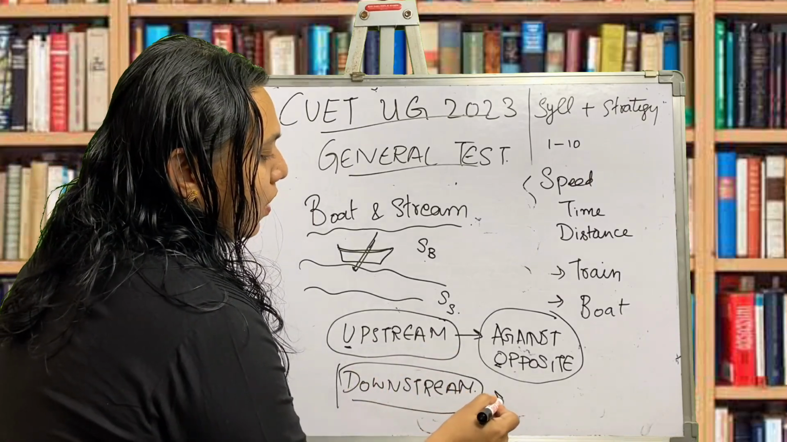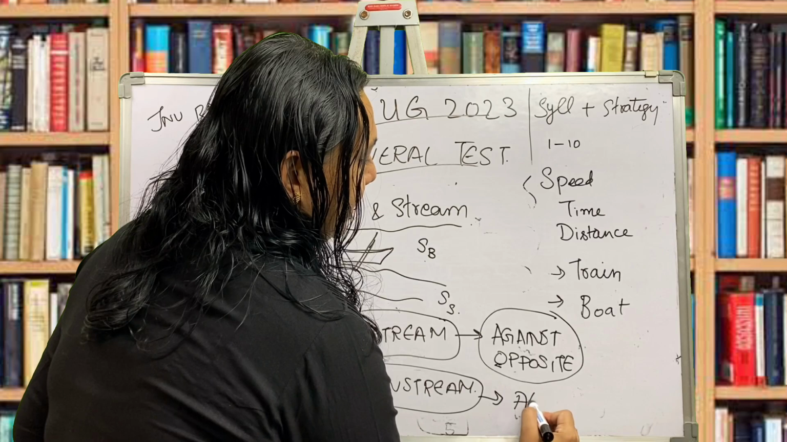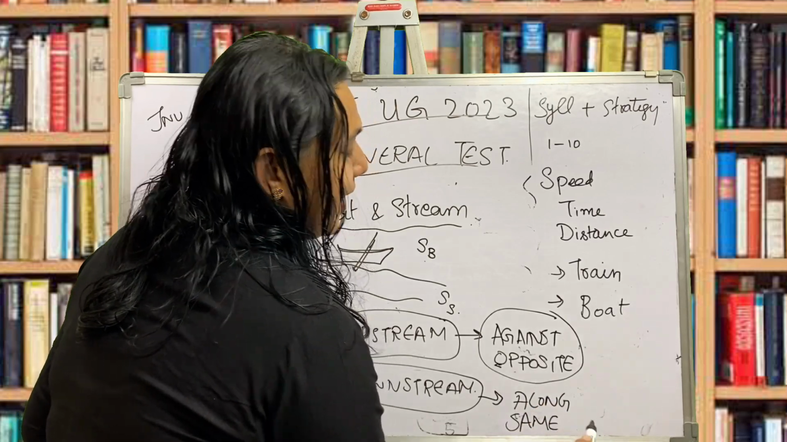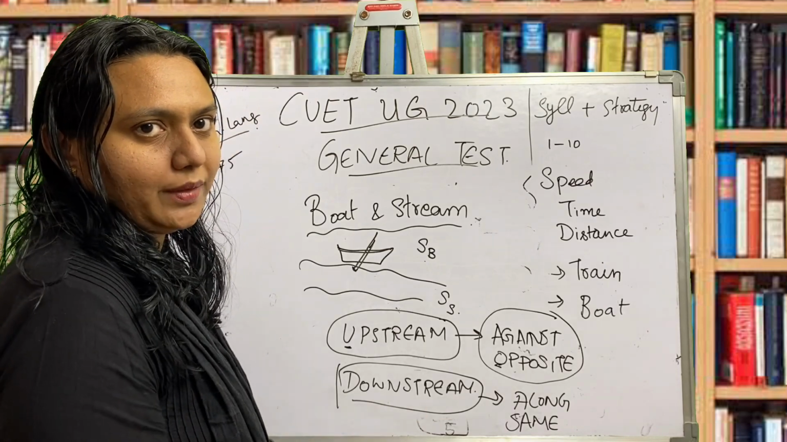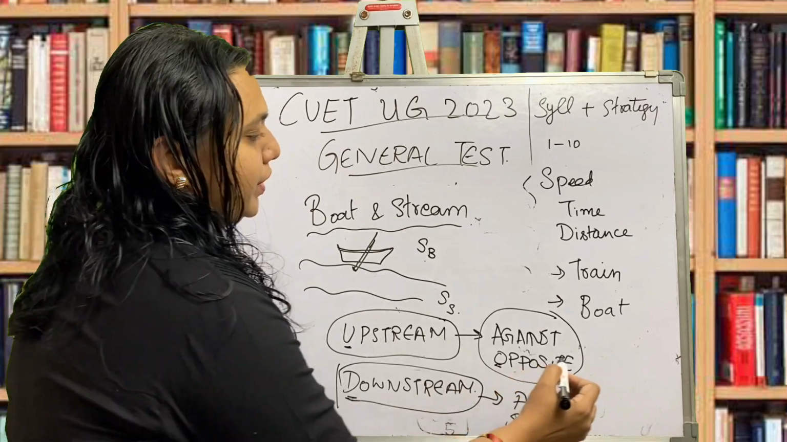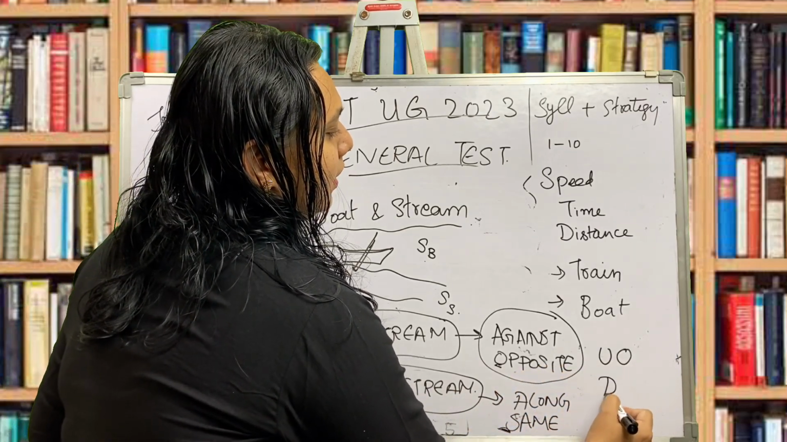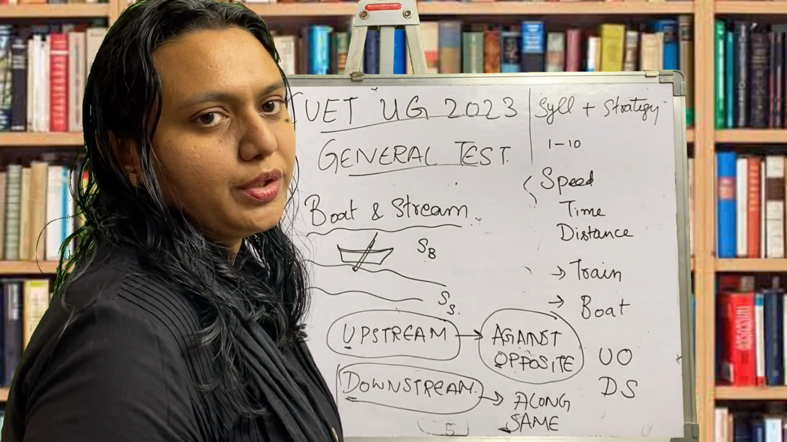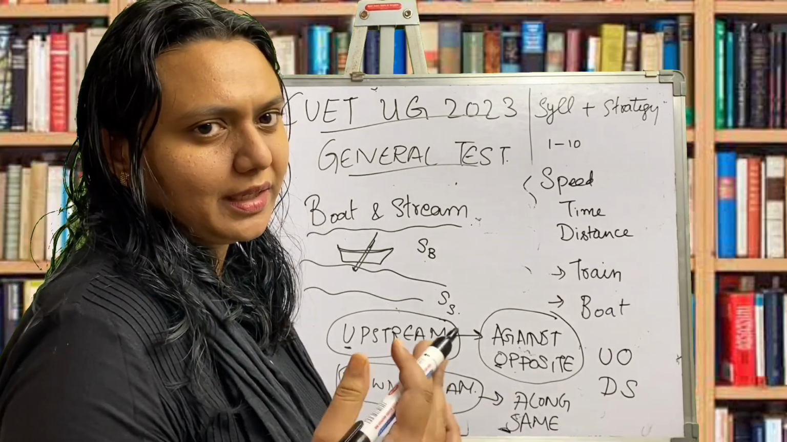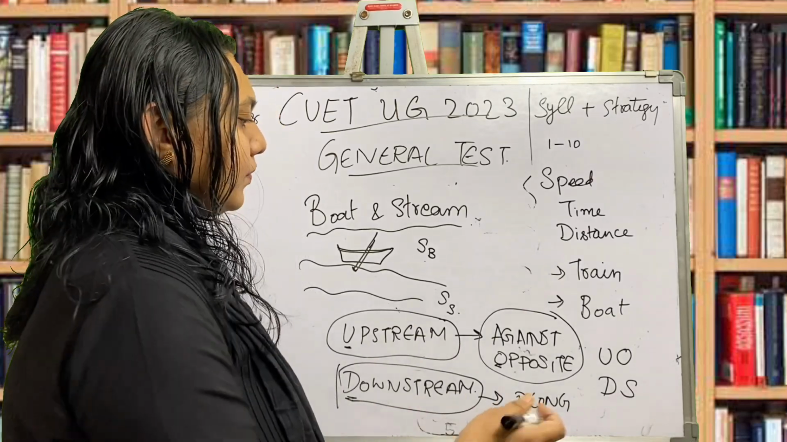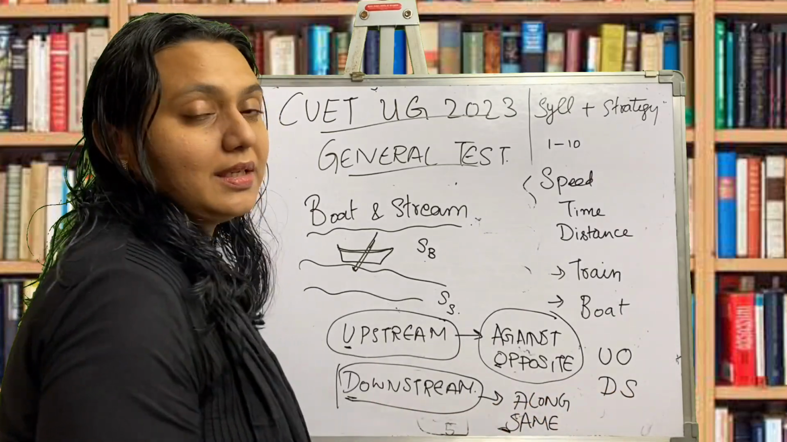The boat is moving along with the river, which means same direction. Whatever direction the river is moving, the boat is also moving. Which means D, yes, remember DS. So U-O and DS. You owe something to me. So upstream is the river and the boat are in the opposite direction, and downstream is the river and the boat are in the same direction.